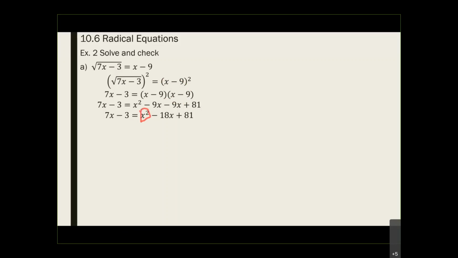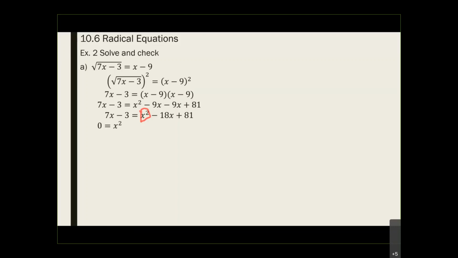But now everybody sees this is where my problem comes in. For those of you who recognize it, we have an x squared equal to something. And if we have an x squared equal to something, reminder, how can we solve for x squared? How can we solve for x squared? To solve it, we need to set the equation equal to 0.